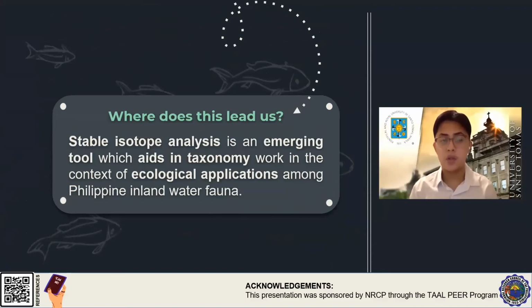These studies then led us to consider stable isotope analysis as an emerging tool which aids in taxonomy work in the context of ecological applications among Philippine inland water fauna. Since in ecology, we want to learn about the feeding habits, and using this method, we have the means to identify that an organism has been eating a certain food item for a long time, which then brings us to actually identify organisms that are likely part of the diet of another organism, therefore aiding taxonomy work in the context of ecological applications.